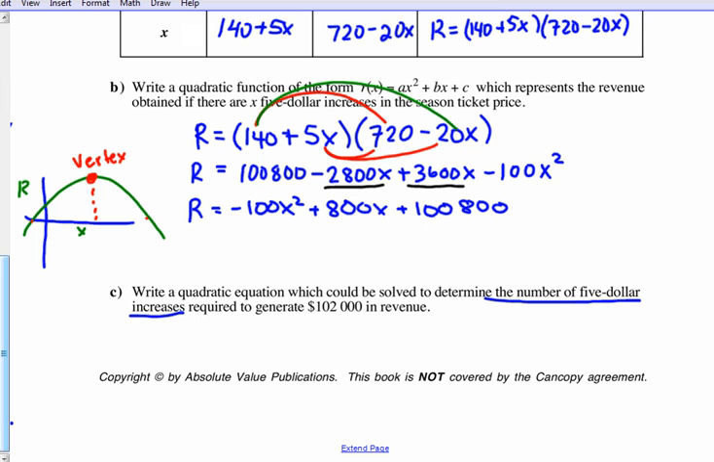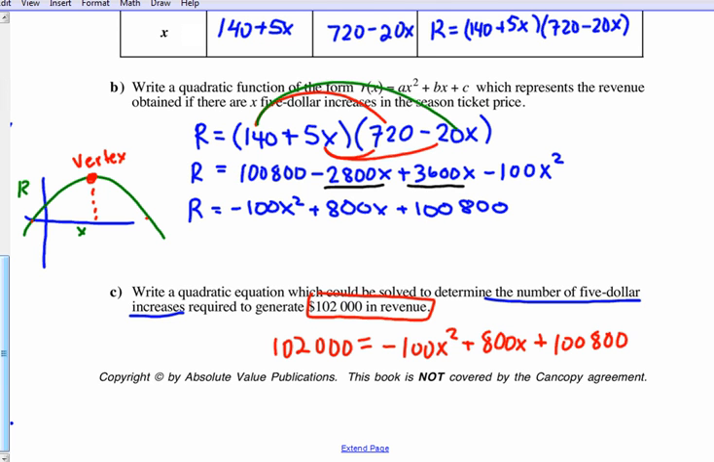So the next part is just saying, if our revenue is 102,000, what would our equation look like? Would that sub in for x or for revenue? For revenue. So that would just be 102,000 equals our equation. Negative 100x squared plus 800x plus 100,800. Okay?